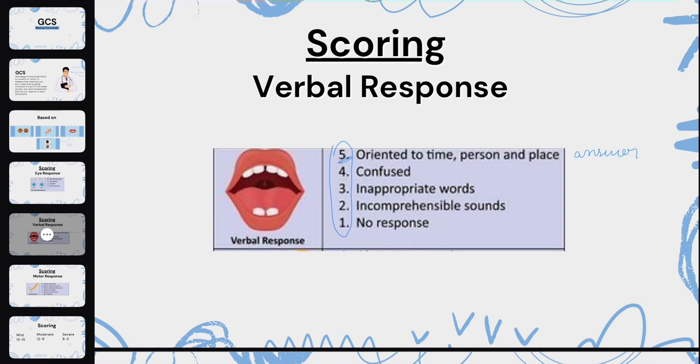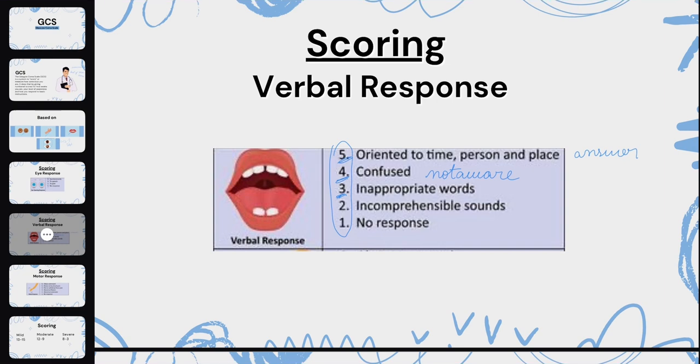And confused means the patient is not aware of the time, person, place, or who he is, where he is, how he came; he does not remember anything. Then you will give 4 points. And 3 points will be given where he says inappropriate words, means instead of narrating his incident, he is telling random things, for example chair, table, book, or anything else inappropriate for that situation. In that case you will be giving 3 points.